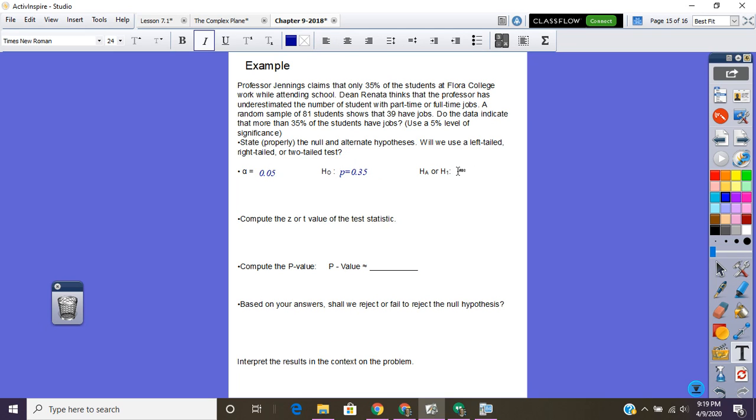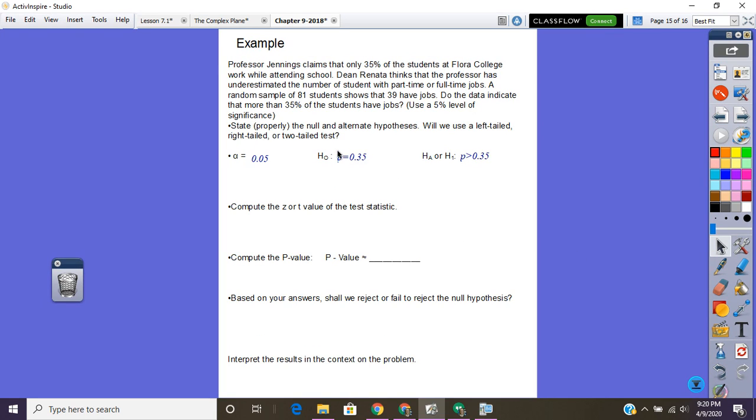Well, what is our alternate? Dean Renata thinks that they have underestimated. So she thinks it's actually higher than that. So we're going to say P is greater than 0.35. Remember when we're doing our null and our alternate hypothesis, the variables are the same and the numbers are the same. It's the signs in between that change.